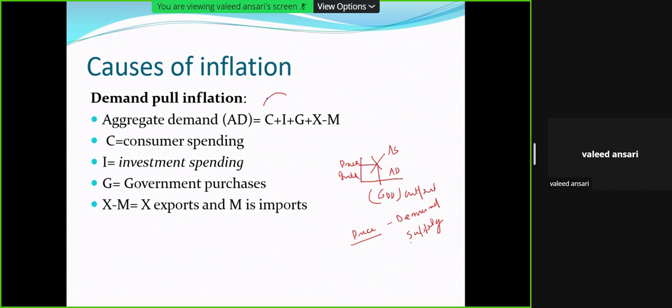Total demand in the economy is made up of consumption spending, that is what consumers spend on durables, and the investment spending by businesses, what they spend on machinery, equipment, and other things, and what the government spends on various goods, and what foreigners spend on our goods, that is export, and what we spend on foreign goods, that is import. So that is total demand in the economy. And the supply, total supply, that is why the word is written here.